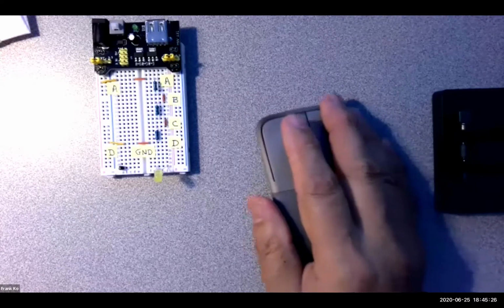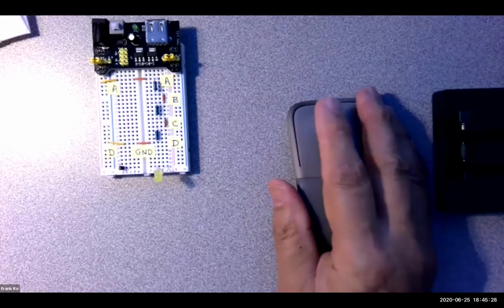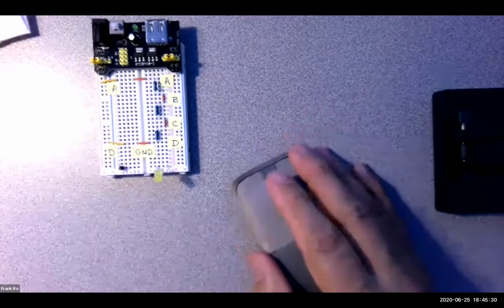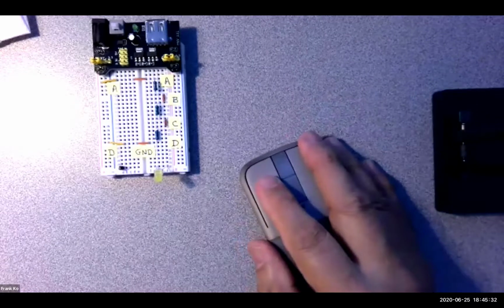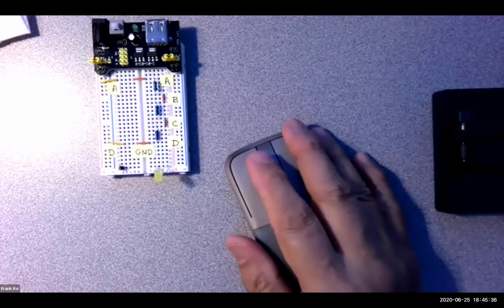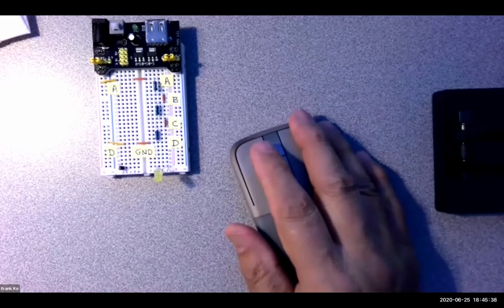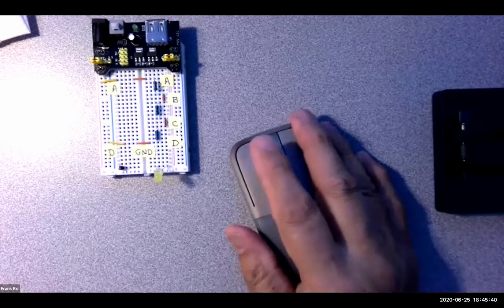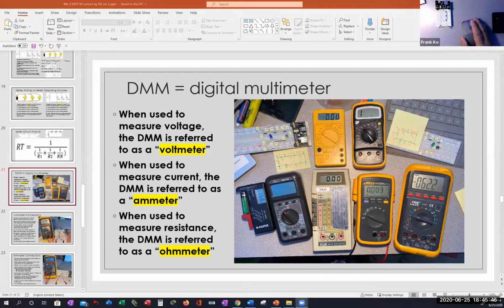Okay, on Tuesday, and let me go ahead and share screens with you now. Share screen. And if my microphone does go weird on me, let me know. Hopefully not. Okay, can everybody see my PowerPoint? My PowerPoint is currently on digital multimeter. Give me a thumbs up if you can.